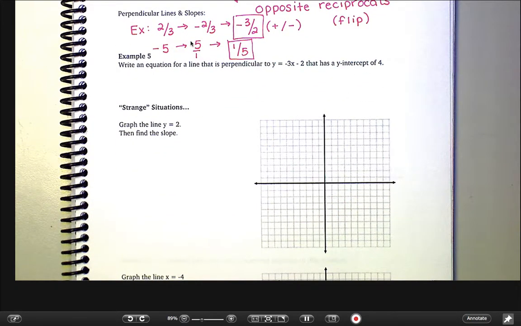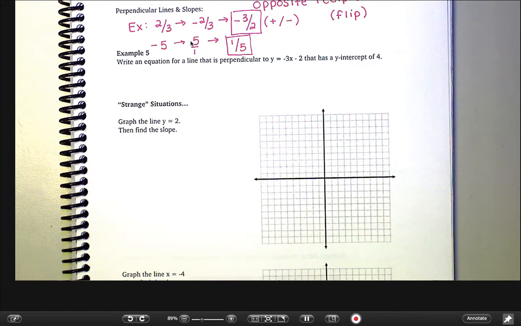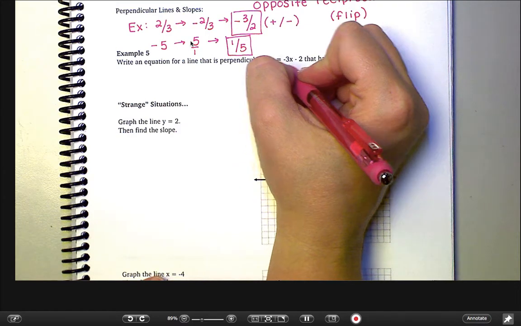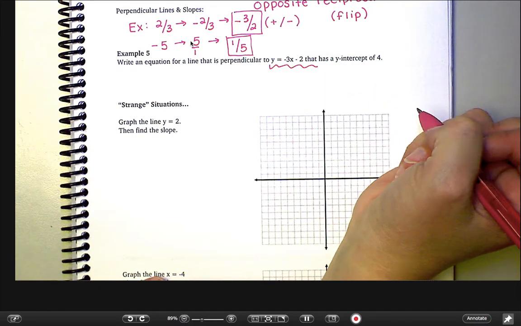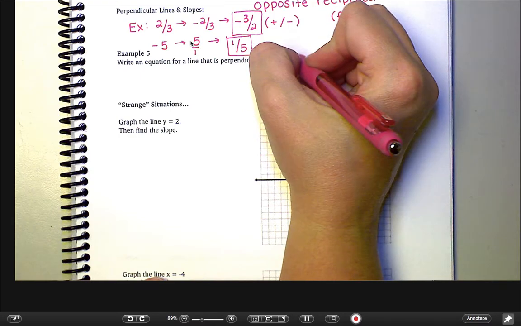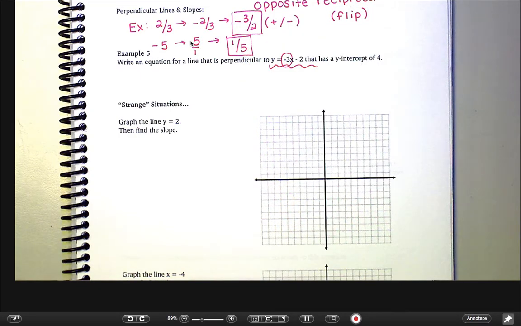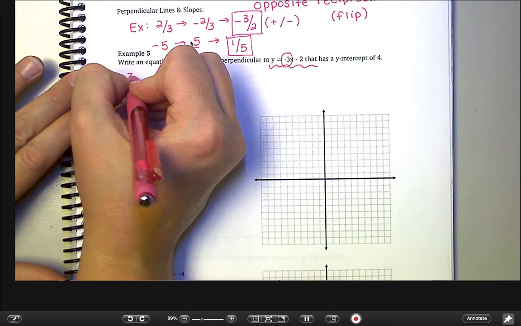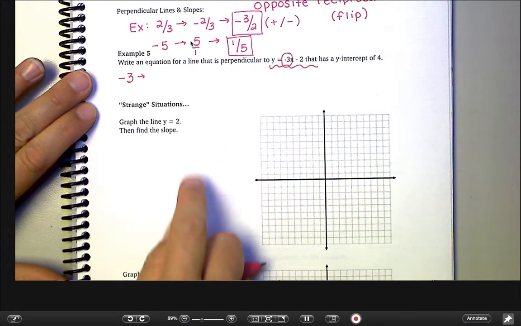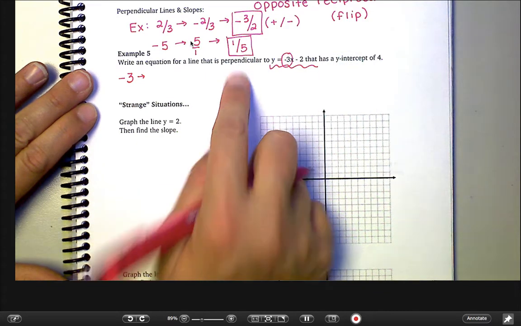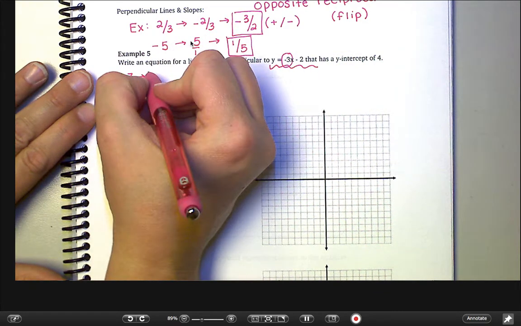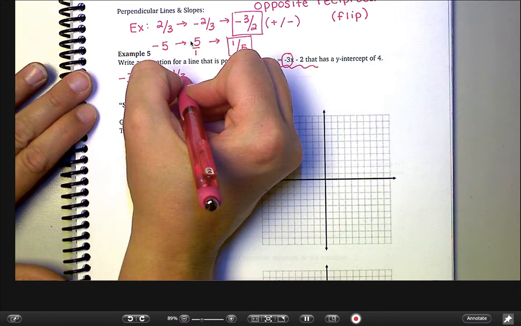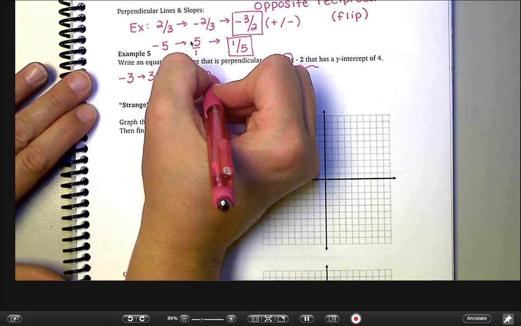Write an equation for a line that's perpendicular to y equals negative 3x minus 2, has a y-intercept of 4. Again, the only thing I care about in this equation right here is this slope. I'm just going to borrow that slope from my equation. And I'm not even going to use the exact same slope. I'm going to take that negative 3, and I'm going to do an opposite reciprocal to make it perpendicular. So opposite would be positive 3. Reciprocal would be positive 1/3. That's going to be my m.